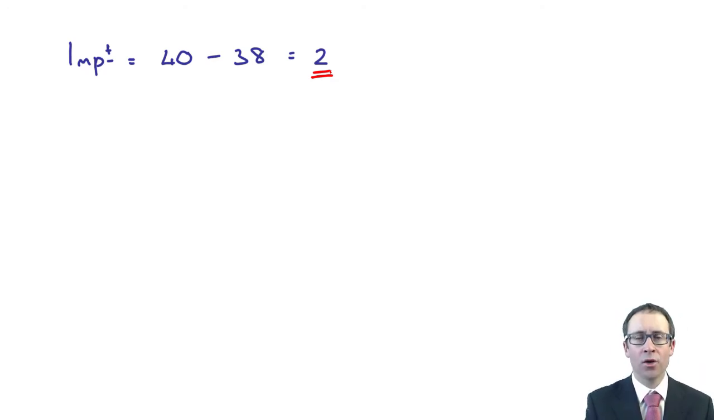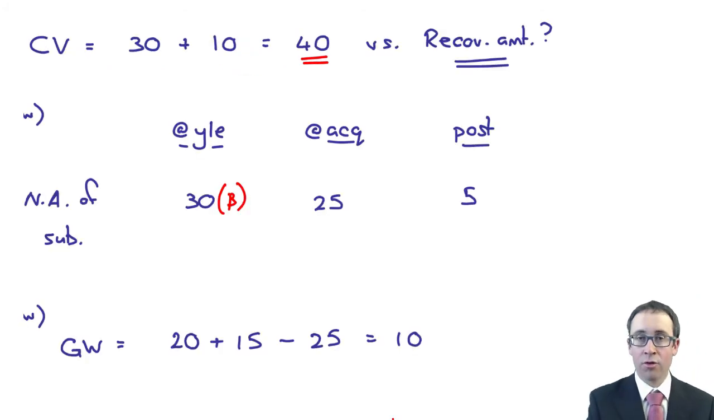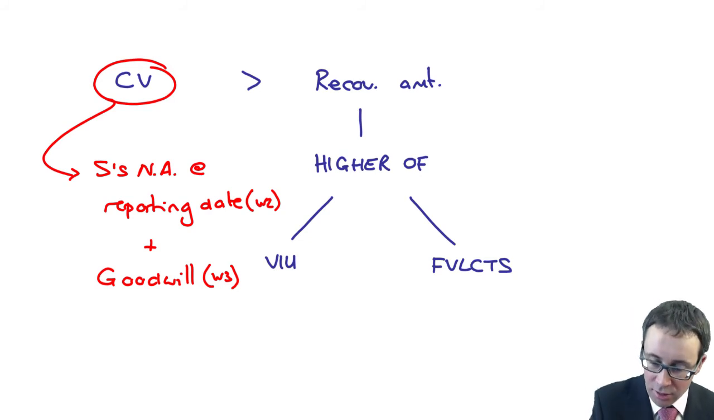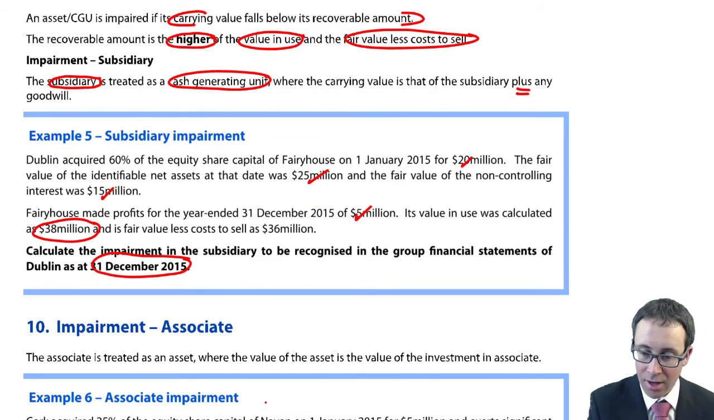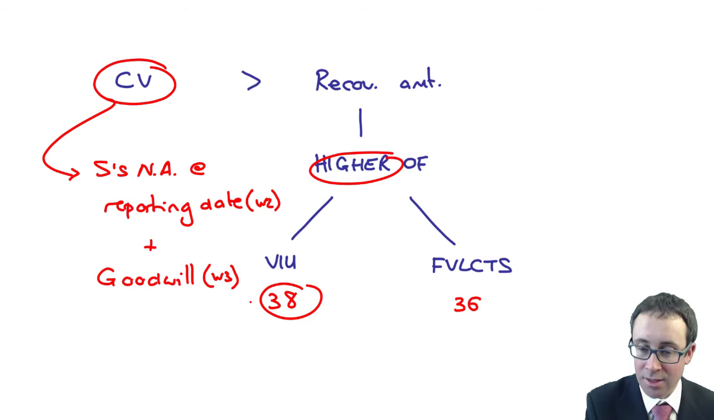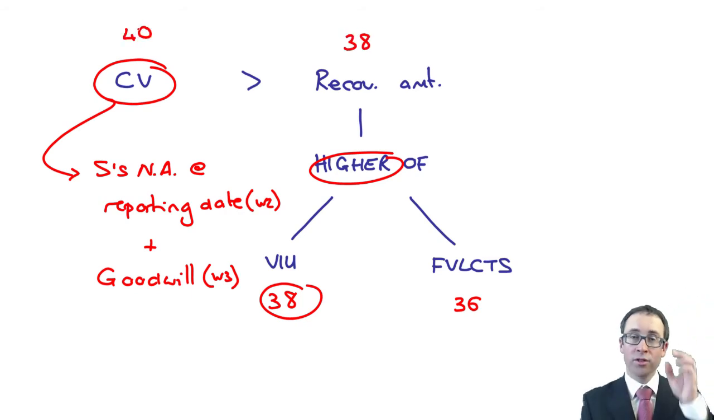Excellent. Curious, where's that 38 come from? Just double check. The recoverable amount we said is 38. And that's because you're looking at the higher of the value in use and the fair value less cost to sell. So within this example here, the value in use was 38. The fair value less cost to sell was 36. So the higher of those two is 38, isn't it? So you're comparing your 38 versus your 40, and the difference there gives you 2.